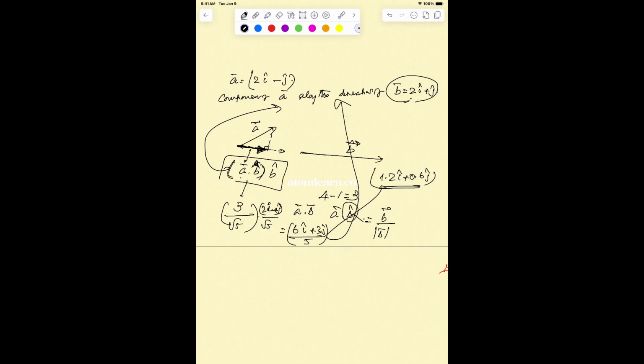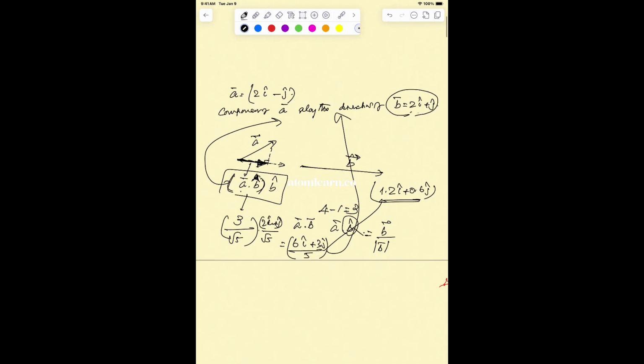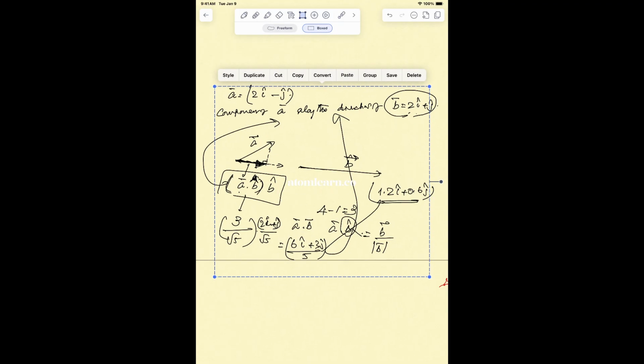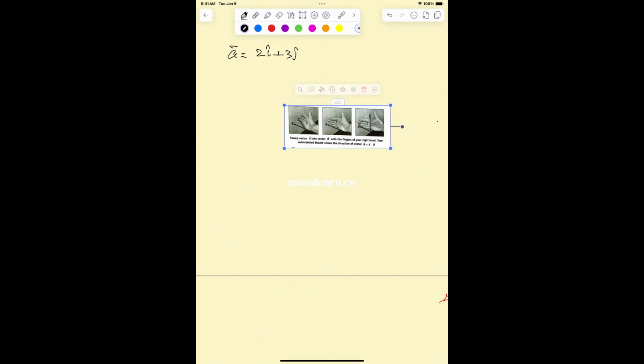Fine. Now suppose it's like this. Now I change the question to something else. Now suppose a vector is given as, let us say, 2i cap plus 3j cap. Then the b vector is given as minus i cap plus j cap.